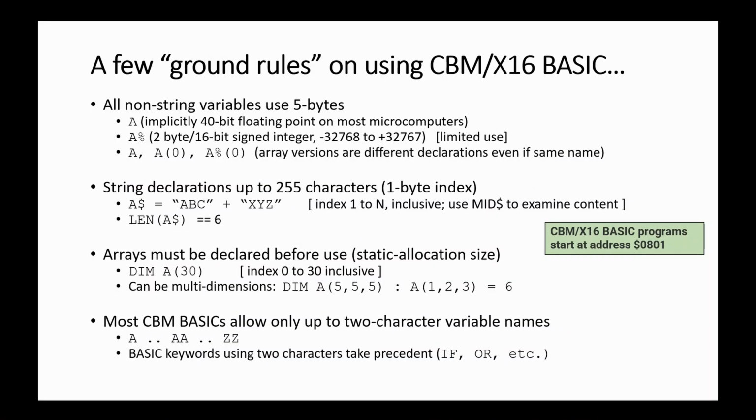So while we're discussing BASIC, at least on the Commander X16 or CBM derived BASICs, here's a few rules or aspects about their implementation of BASIC. Non-string variables will use 5 bytes, and they're stored in a 40-bit floating point representation. There are some mainframes that did have double precision and single precision. They had different representations, but this 40-bit representation kind of became the standard, I think even in the BBC BASIC and microcomputers. The percent sign here means it's a 2-byte integer.